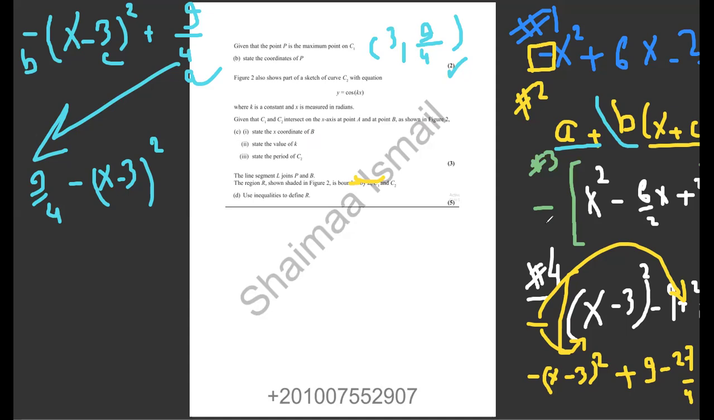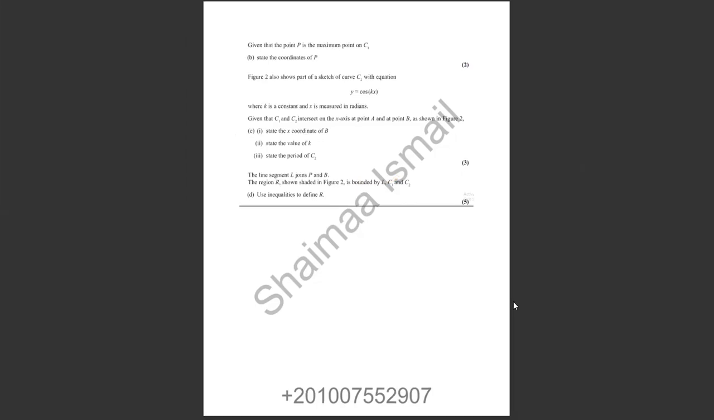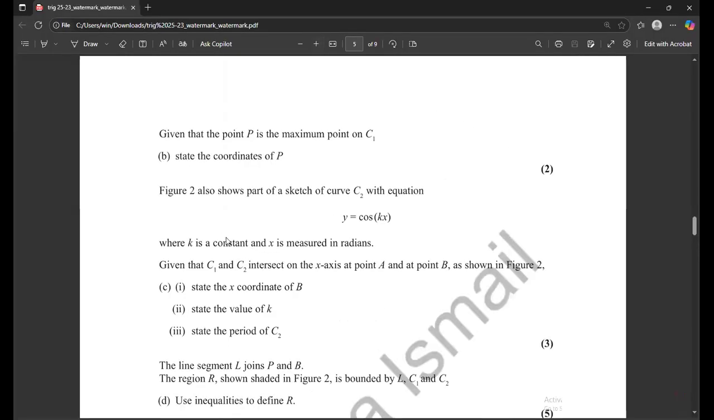All this is like a simple curve question, but now we have to see this. We start to get to the trig graph. Let's see this. Figure 2 also shows part of a sketch of curve C2 with equation y equals cosine kx, where k is a constant and x is measured in radians. Radians means in pi.